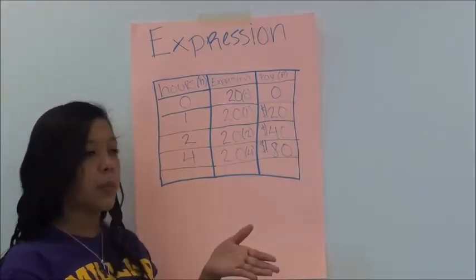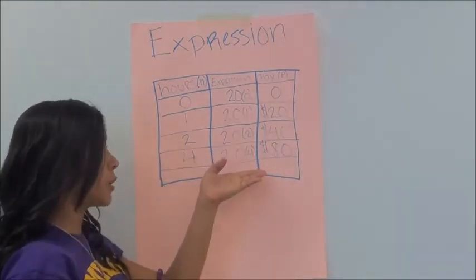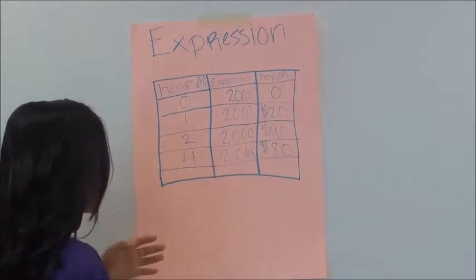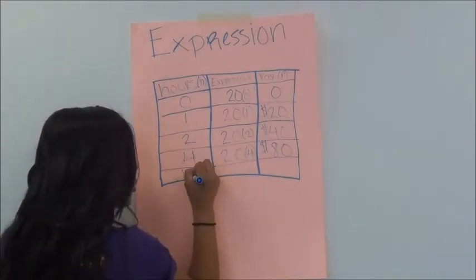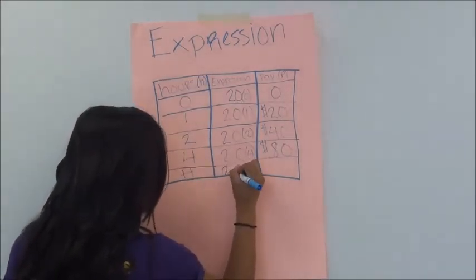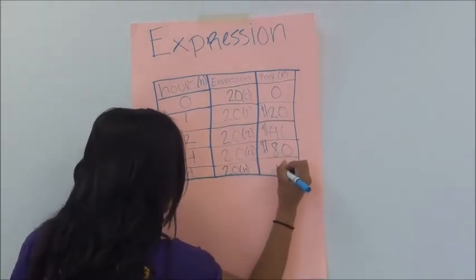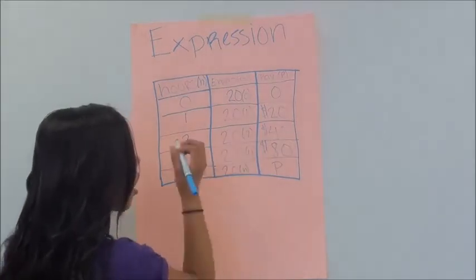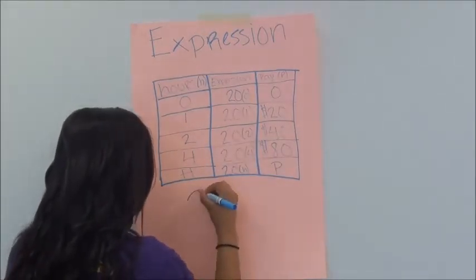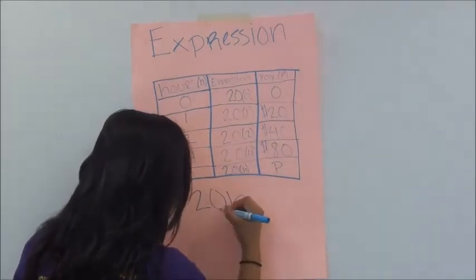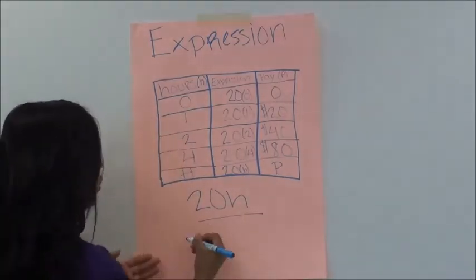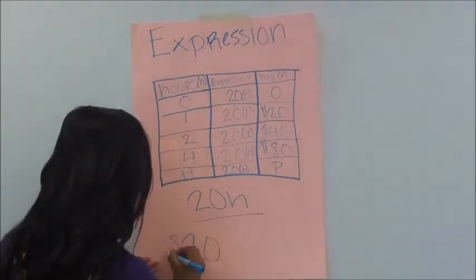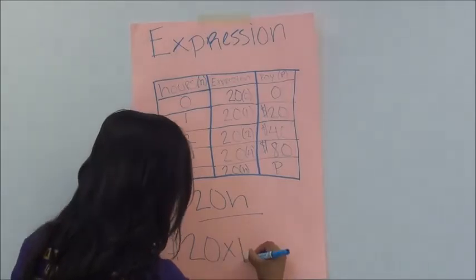And all you have to do to find the expression is multiply the hours that she works. You just multiply it. And this would be our H, and it would be 20 times H, and that equals the pay. And so here, our expression would be 20h, which would mean $20 times the hours she works.